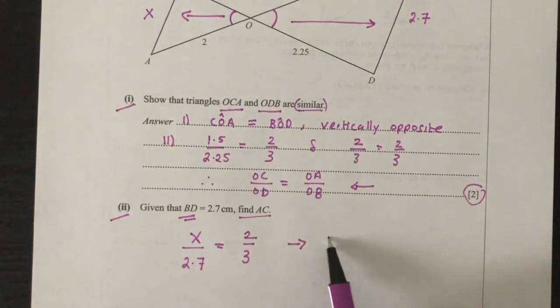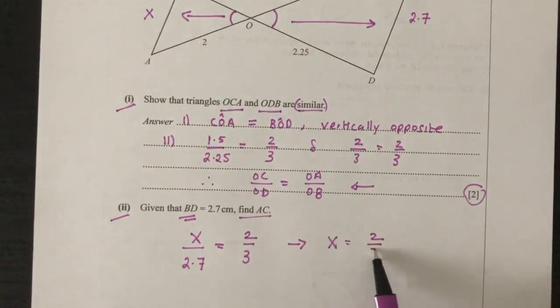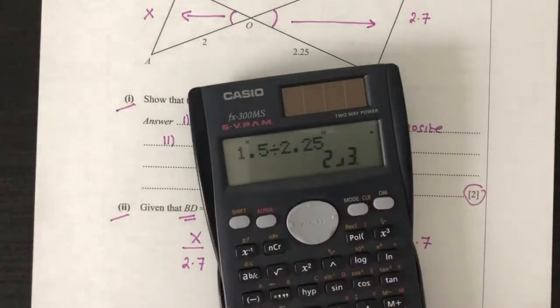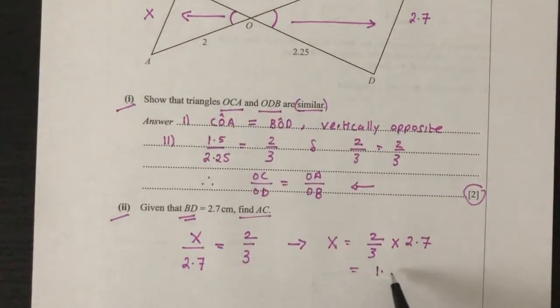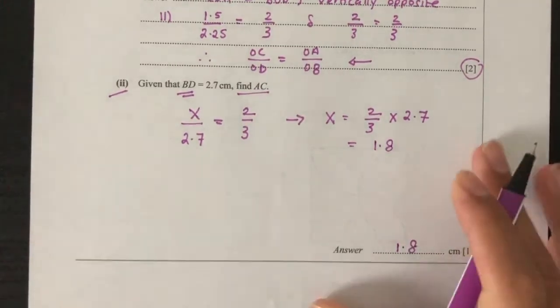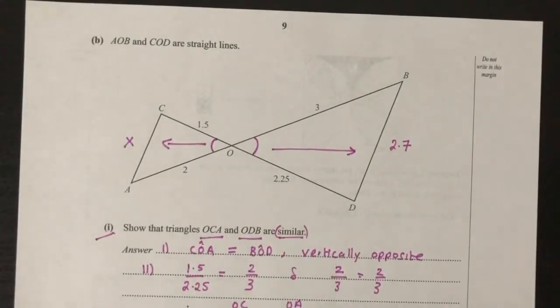So let's solve. X will be equal to 2 over 3 times 2.7. So let's do that. Times 2.7, that will be 1.8. So your value for X will be 1.8 centimeters. And this is question number 4.